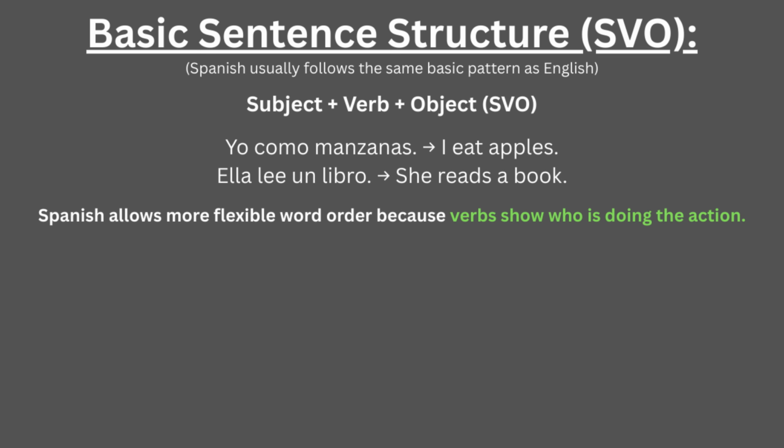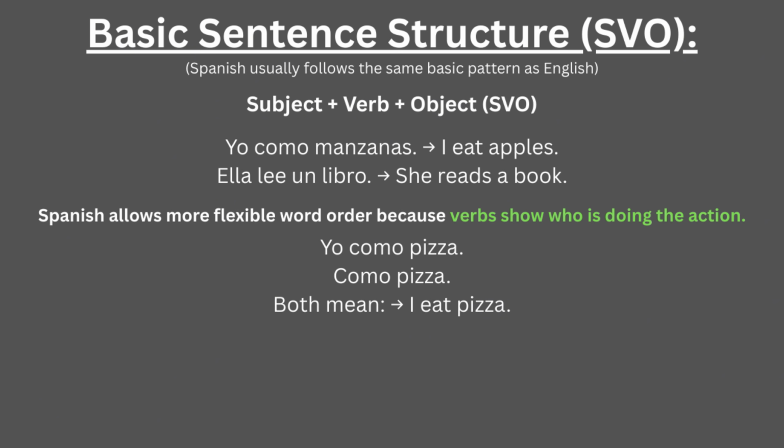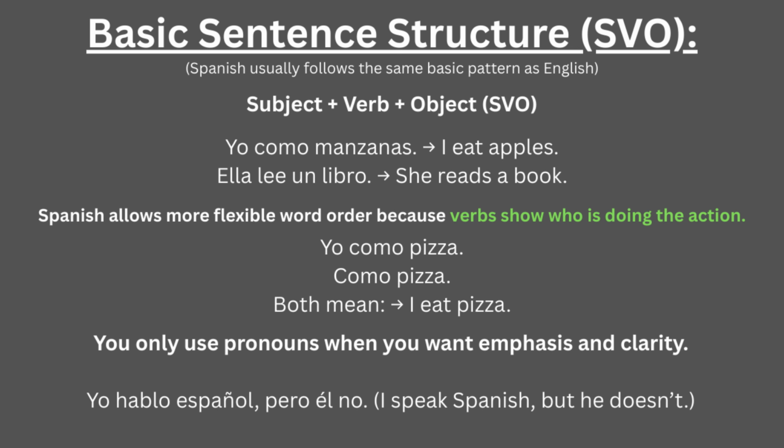Still, Spanish has a more flexible word order because verbs are sufficient in showing who's doing the action, like saying, yo como pizza. Como pizza. Both mean, I eat pizza, so we can drop the subject pronoun because it already tells us who the subject is. The only times when we have to use them are for emphasis and clarity, like saying, yo hablo español, pero él no. For now, do not worry about verb conjugation because this concept will be shown in a different video.